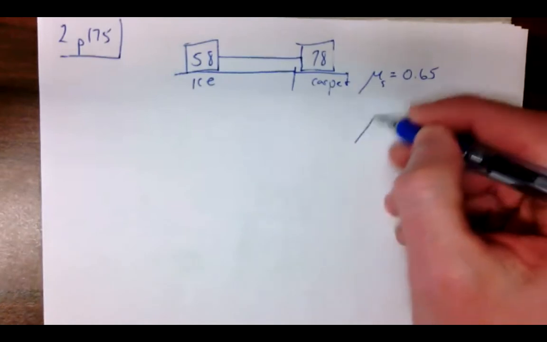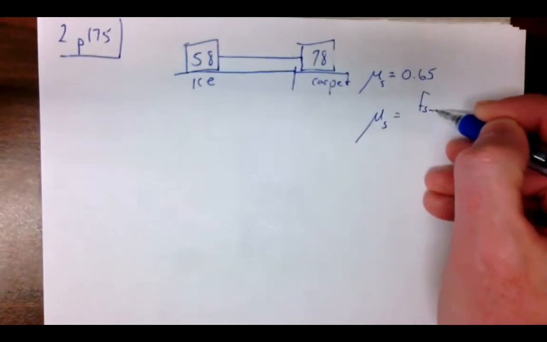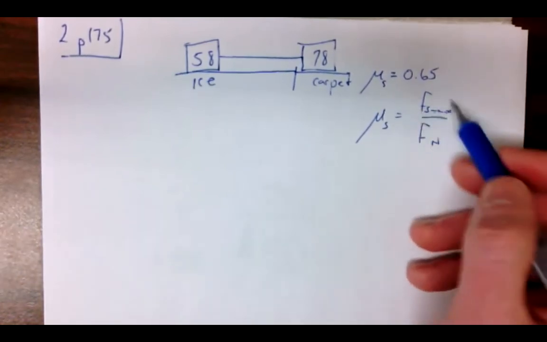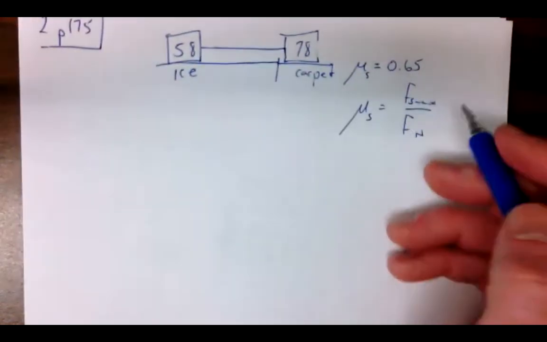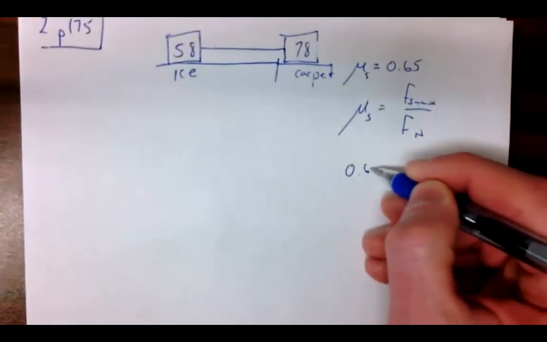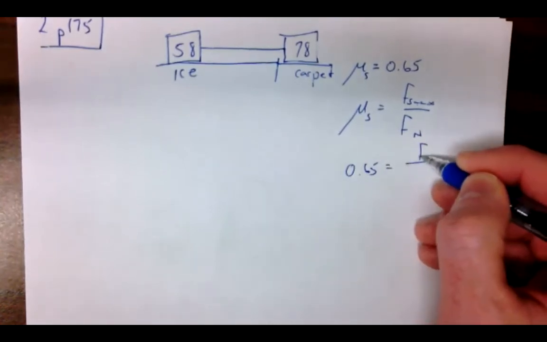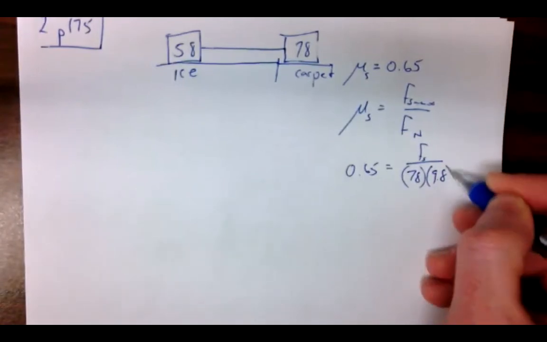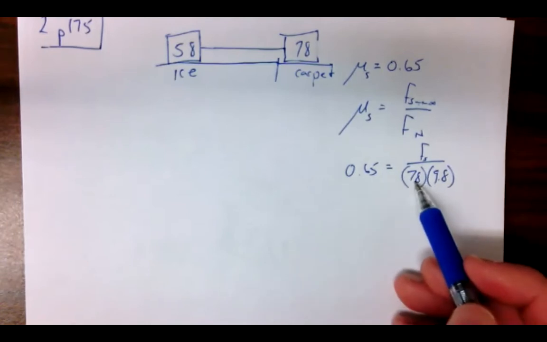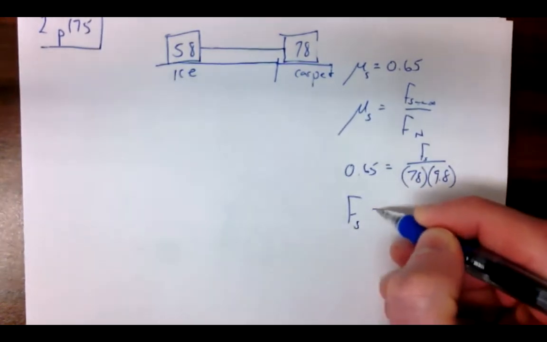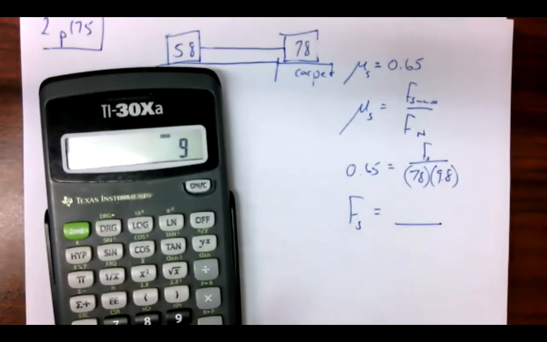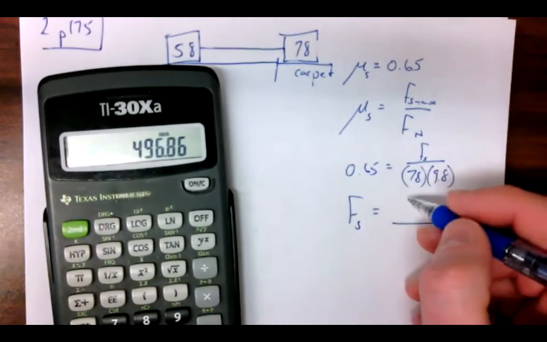So mu s equals Fs max over Fn. So what's the maximum amount of force? This is what we're going to solve for. What's the maximum amount of force that they can pull with? 0.65 equals, I'm going to figure out what that is. And then normal force is 78 times 9.8, which means 0.65 times 78 times 9.8 is going to give us our maximum force here. 0.65 times 78 times 9.8 equals 496.86.